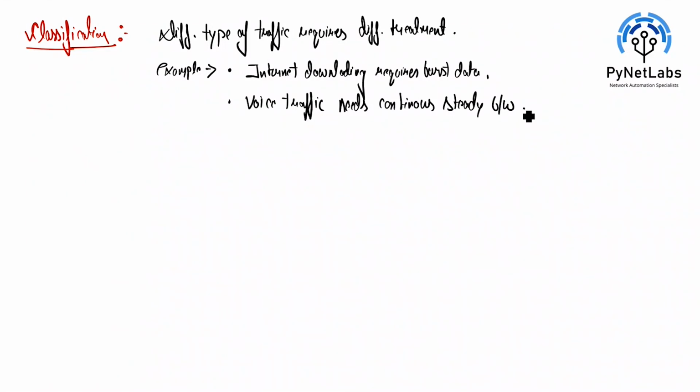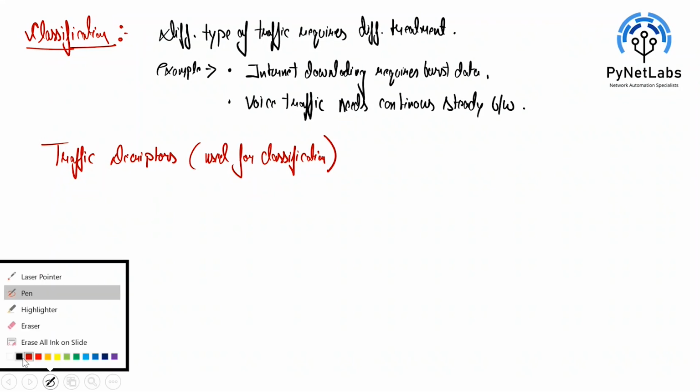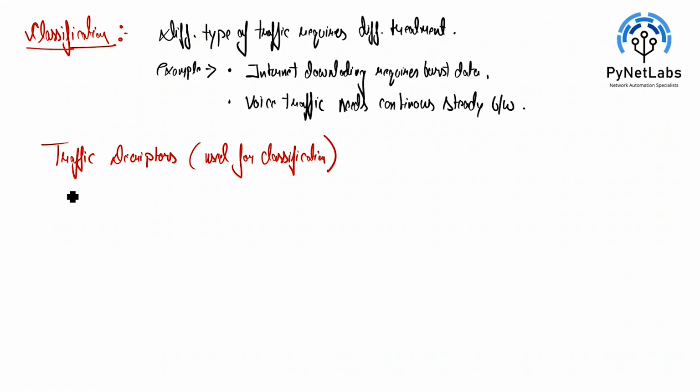So here we have some traffic descriptors used for classification, guys. Let me write the heading: traffic descriptors used for classification, like how the data will be classified. Here we are going to see that we have some layers. First we have internal, which is basically a part of QoS only. So we have some QoS groups, which are internal and locally significant on the router.